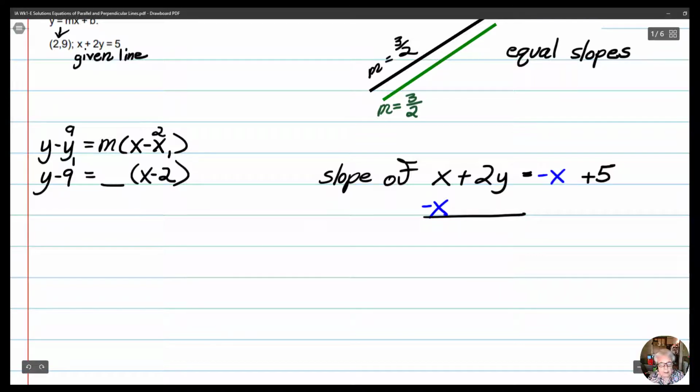X minus x is 0. Bring down the 2y. 2y equals, that negative x is negative 1x. How do I know? Because I don't see a number in front of the x, therefore there's an invisible 1. There's an invisible 1 plus 5. Then I'll divide each term by 2 so that I can isolate the y, get y by itself.